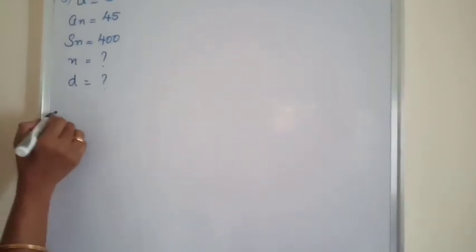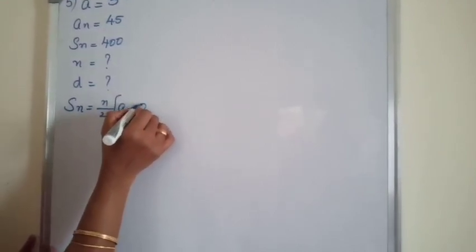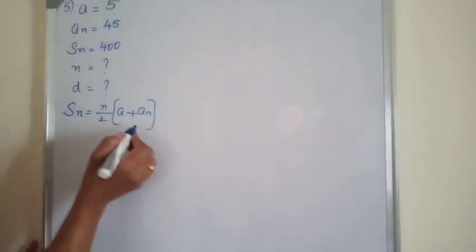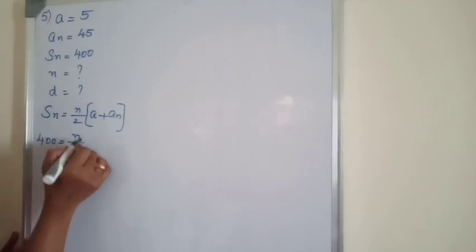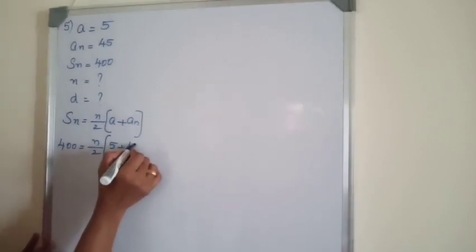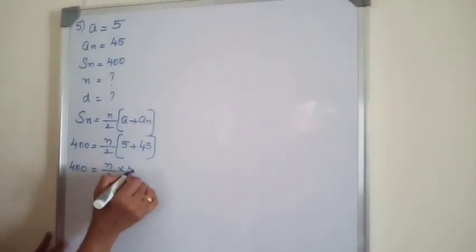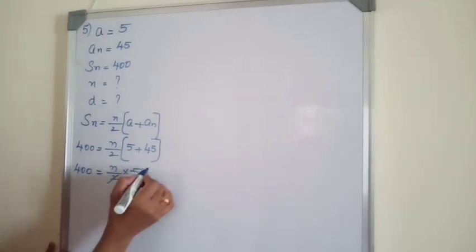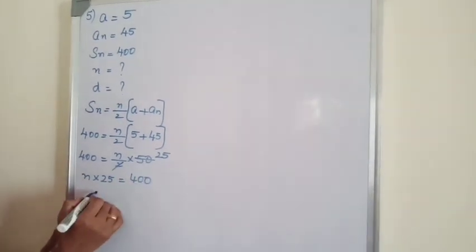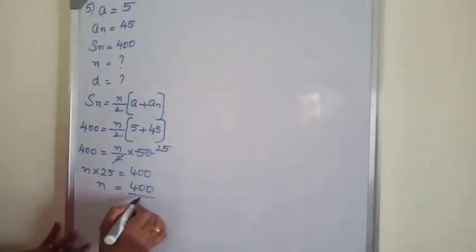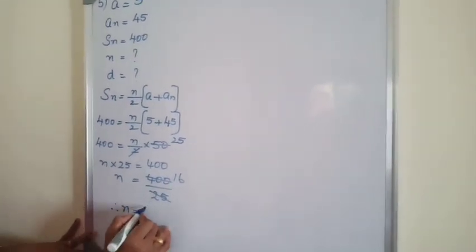So here we will use Sn is equal to n by 2 into a plus an, as a and an are given. According to what is given, we will use the formula. So here 400 is equal to n by 2 into 5 plus 45, that is n by 2 into 50. So we'll cancel and get 25. n into 25 equals 400. n equals 400 by 25. 25 16s are 400. Therefore, n equals 16.